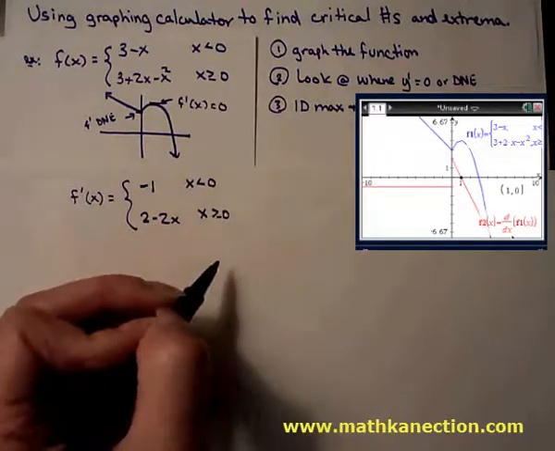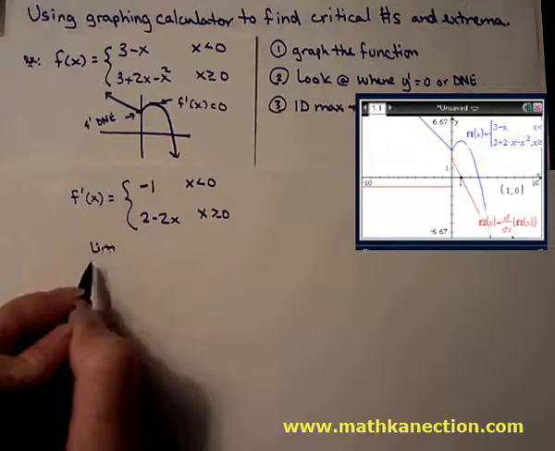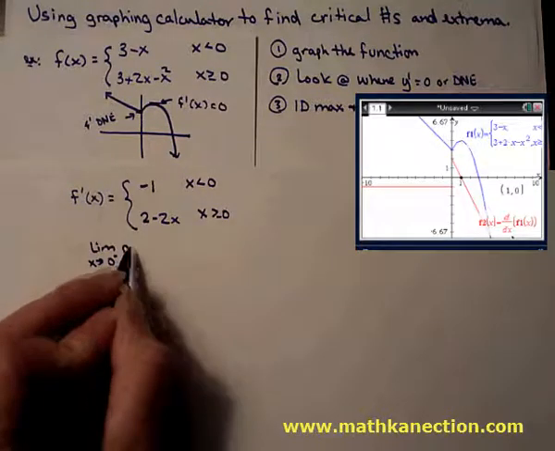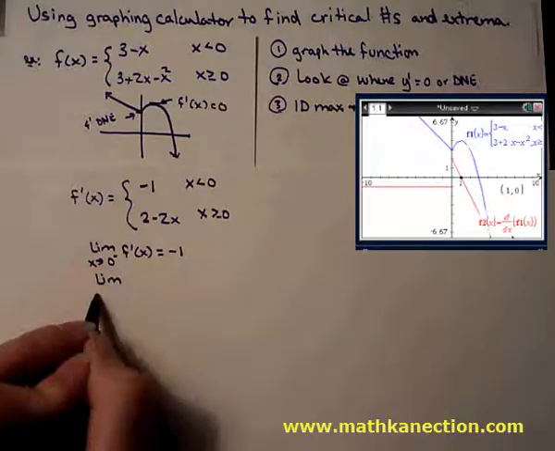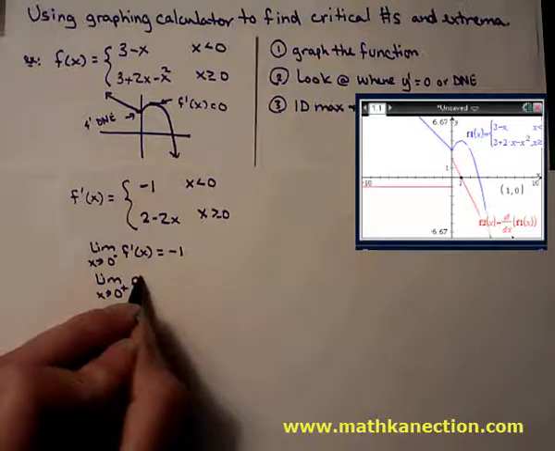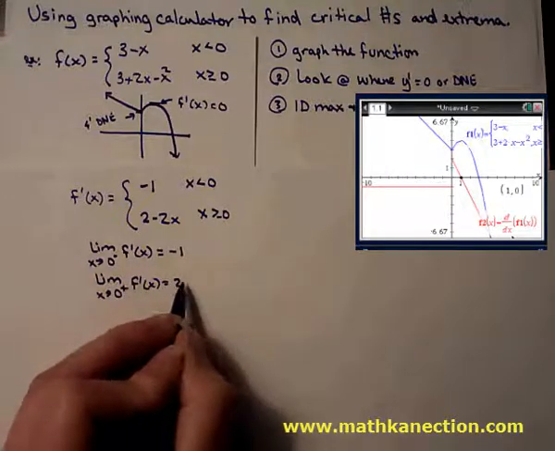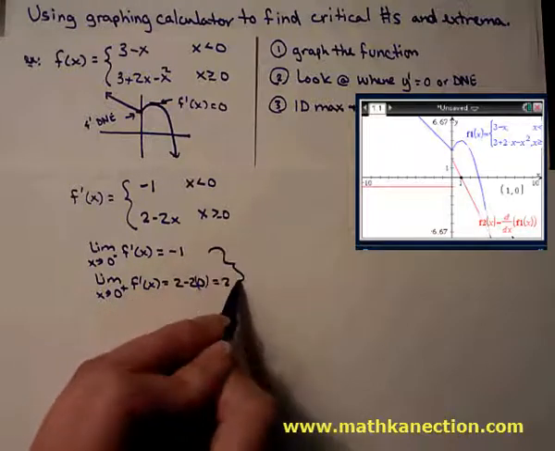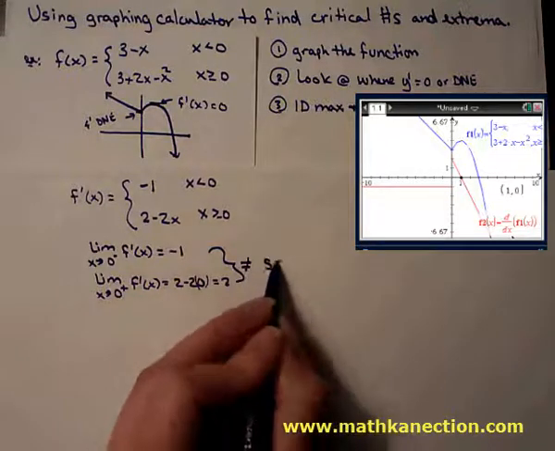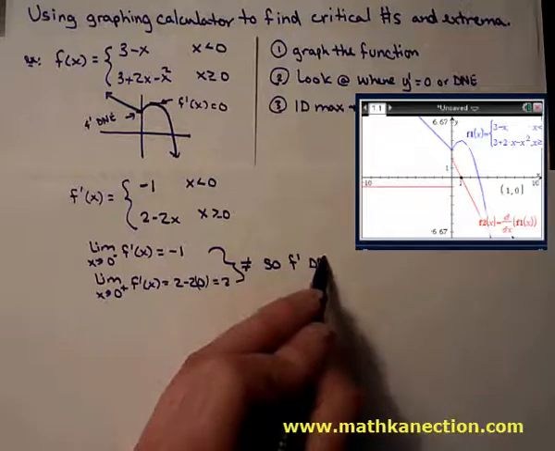Then by hand, taking the derivative, looking at the limit as x approaches 0 from the left of the derivative, we get the value of negative 1. And the limit as x approaches 0 from the right of the derivative, we get the value of 2 minus 2 times 0, which is equal to 2. So the derivative from the left does not equal the derivative from the right. Therefore, the derivative at x is equal to 0 does not exist.